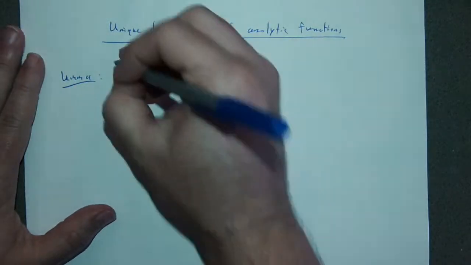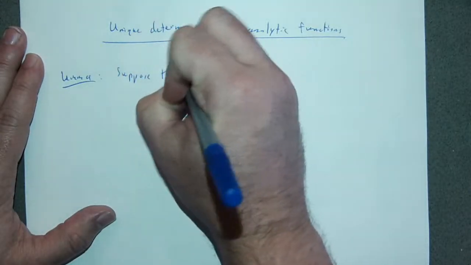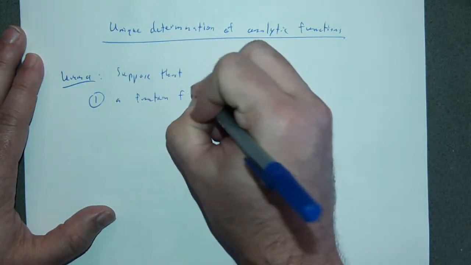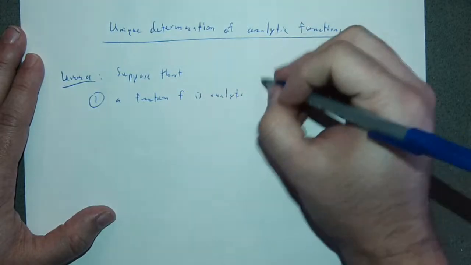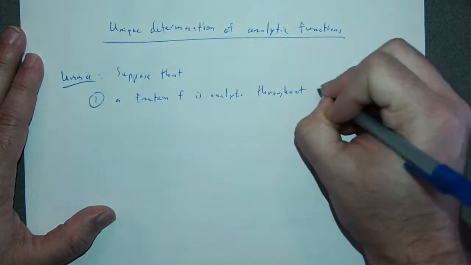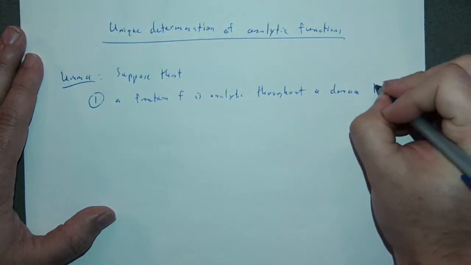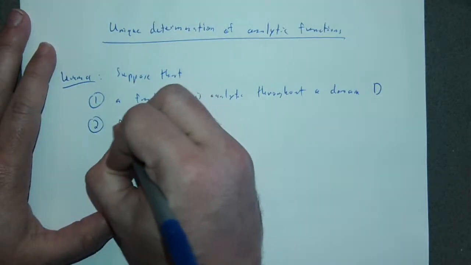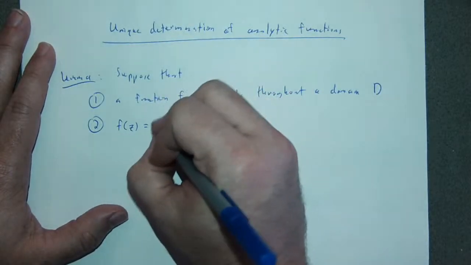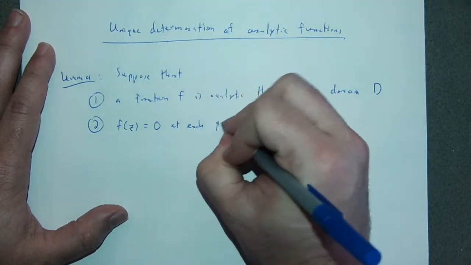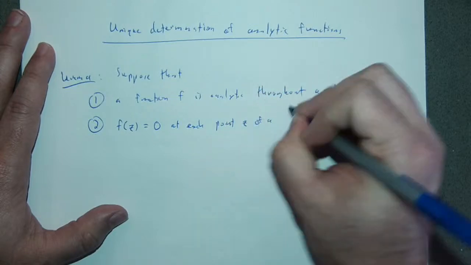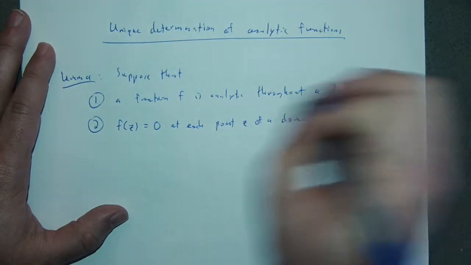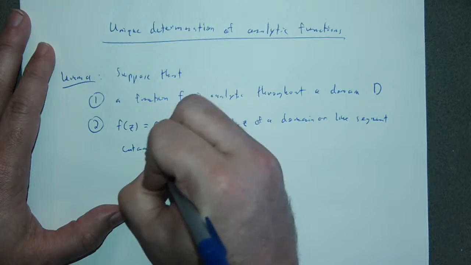And so suppose that firstly a function f is analytic throughout a domain D. Remember, domain means open, non-empty, and connected. So secondly, f of z is equal to 0 at each point z of a domain or line segment contained in D.